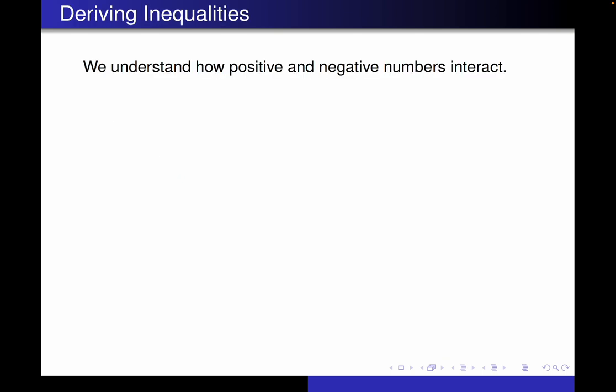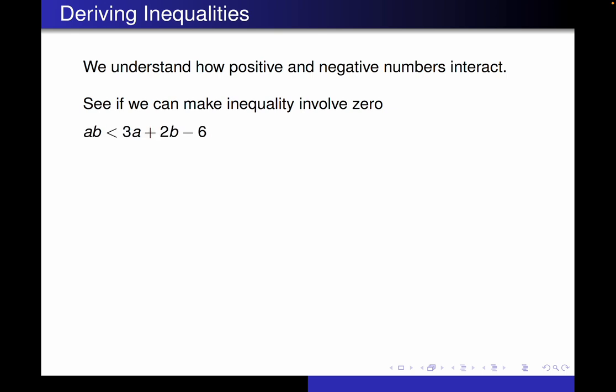Well, one way we can do it is to try to understand how the positive and negative numbers interact, and also see if we can make an inequality that involves 0. Knowing whether something is positive or negative could be really helpful, right? So if we take this inequality that we want to prove and subtract ab from both sides, we might say, well, let's see what happens with minus ab plus 3a plus 2b minus 6. Maybe proving that is greater than 0 is easier than proving the original inequality. So really, we want to know whether negative ab plus 3a plus 2b minus 6 is a positive number or a negative number.